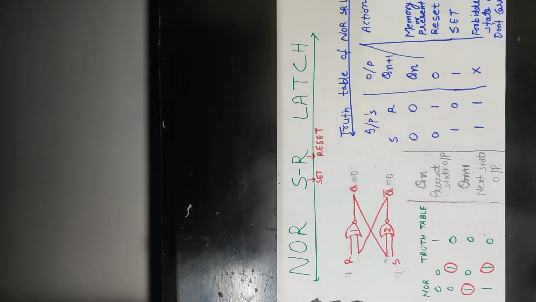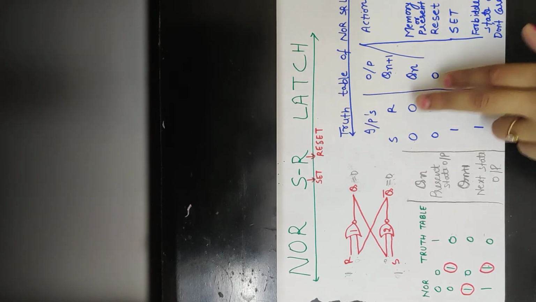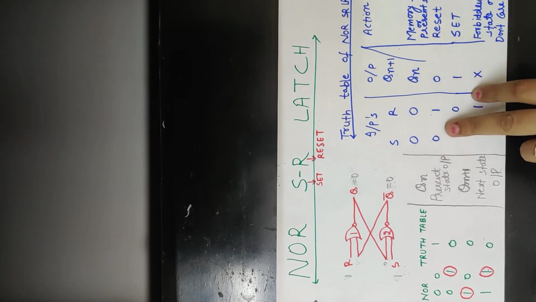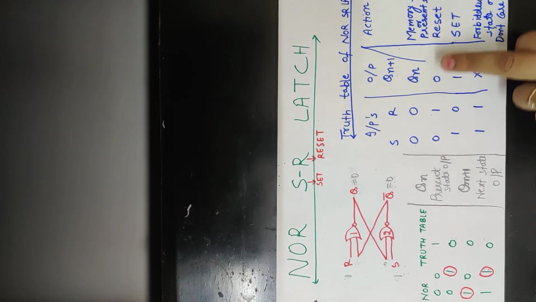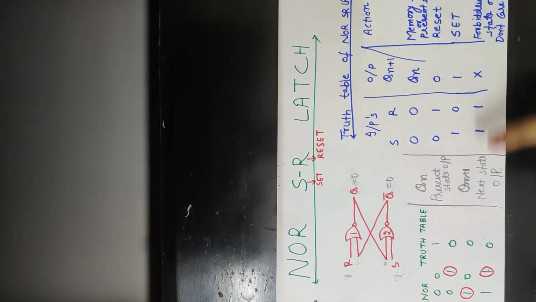Okay, so this is the working of a NOR SR latch. When both the inputs are 0, it will remain in the memory state. When S is 0, R is 1, the output is 0, and it will be reset. When S is 1, R is 0, the output is 1, and whenever the output is 1, it will be set. When both the inputs are 1, that state is said to be the forbidden state, invalid state, or the don't care condition.